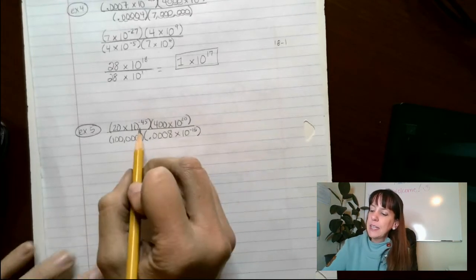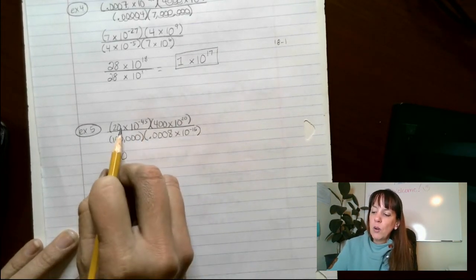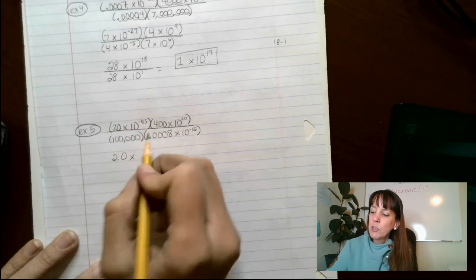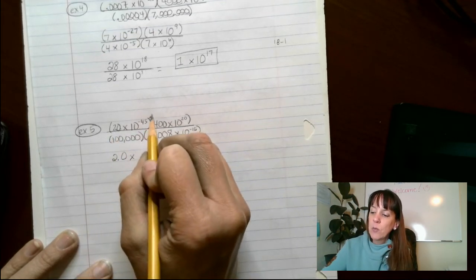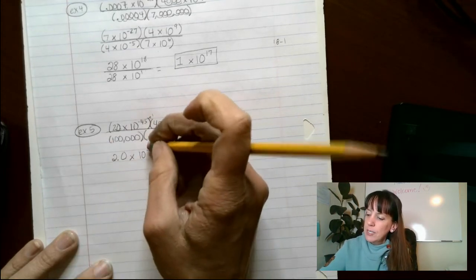Let's do the same thing down here. We've got 2.0, because we're going to go over 1. I made that number smaller, so I have to make this larger, so I'm going to add 1. So times 10 to the negative 45, 44. Let's try that.